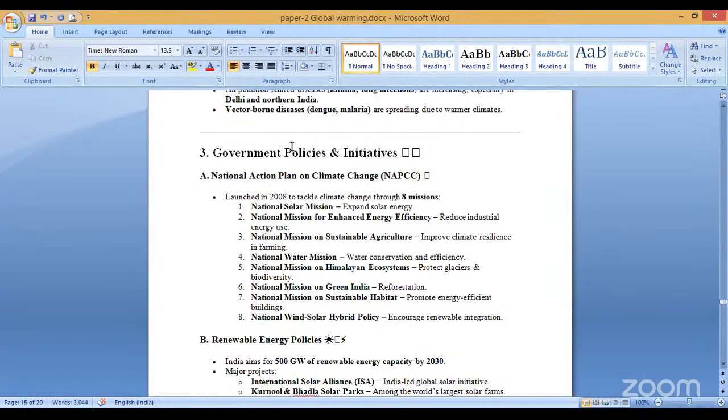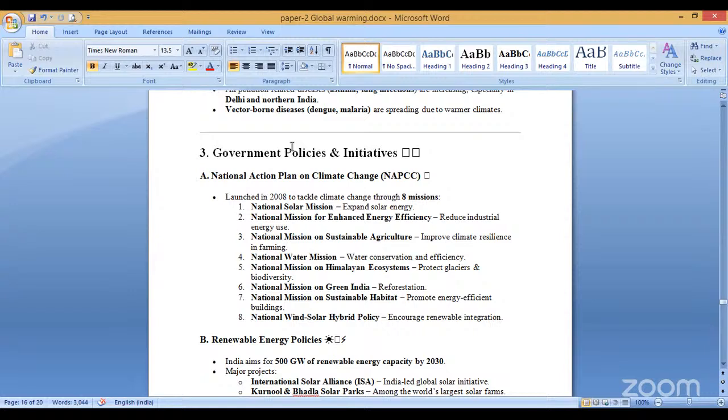Coming to the next one, government policies and initiatives. The National Action Plan on Climate Change, also called NAPCC, launched in 2008, tackles climate change through 8 missions.